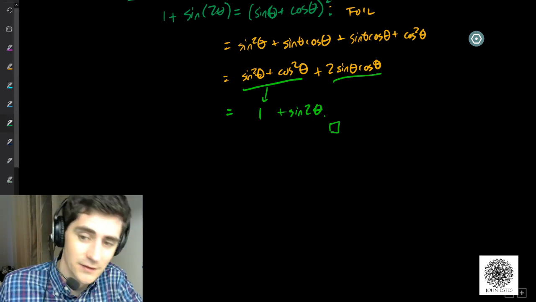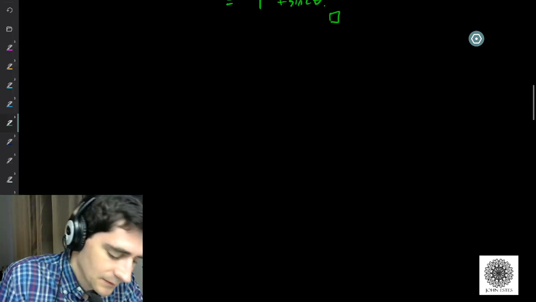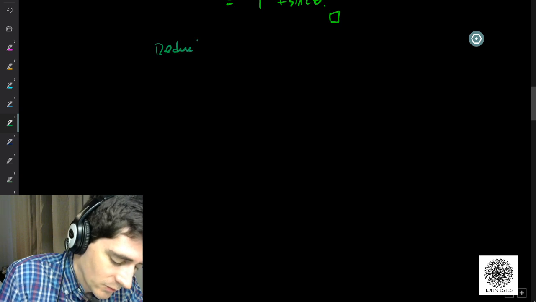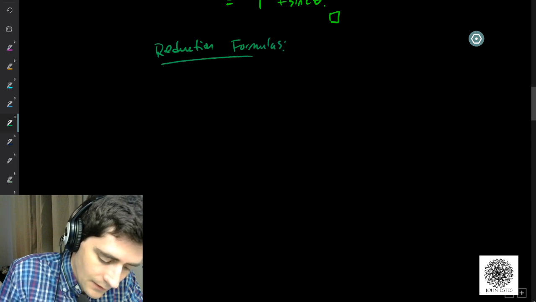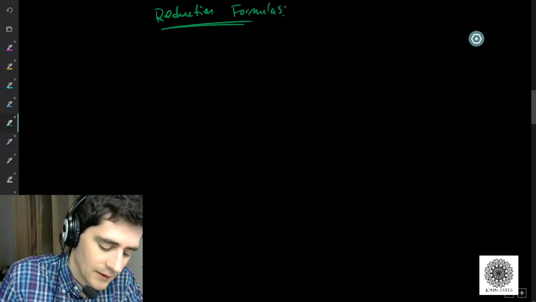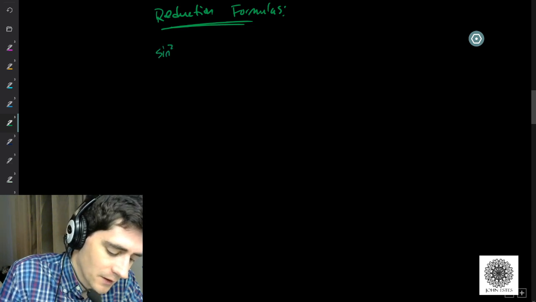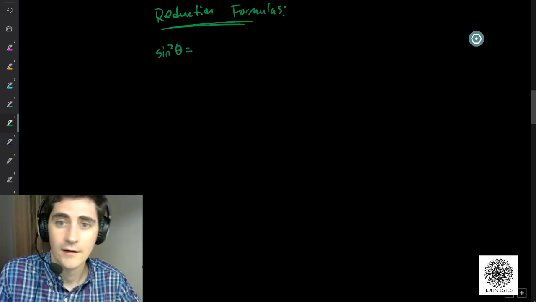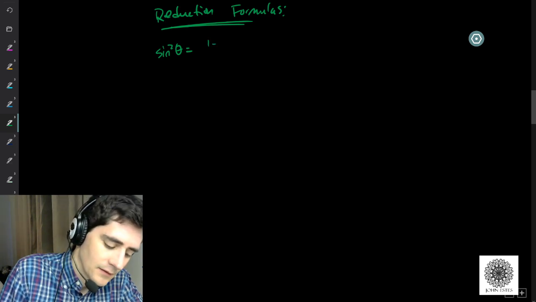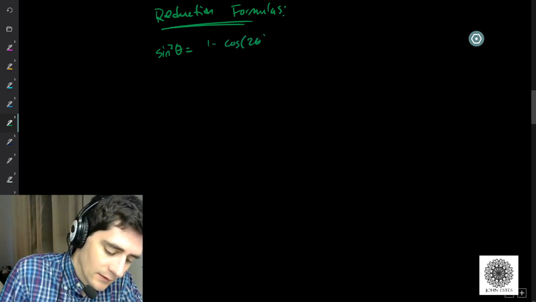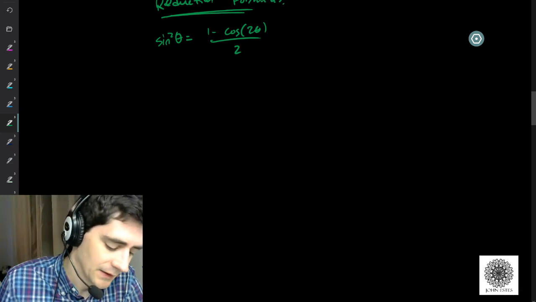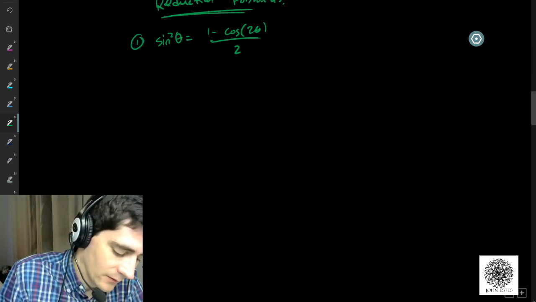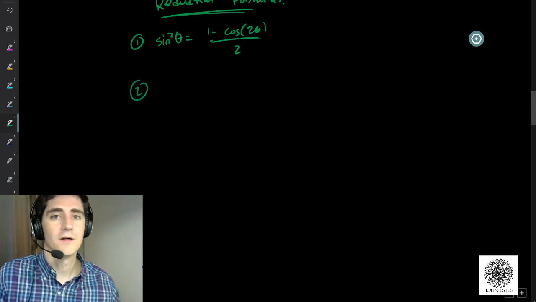We call these the reduction formulas. And all it is, let me write them out and I'll explain them. So these are my reduction formulas. The first one says that I can write sine squared theta as 1 minus cosine 2 theta all over 2. Let me write the others down and we'll explain how this is nothing actually new. We've already seen this, okay?